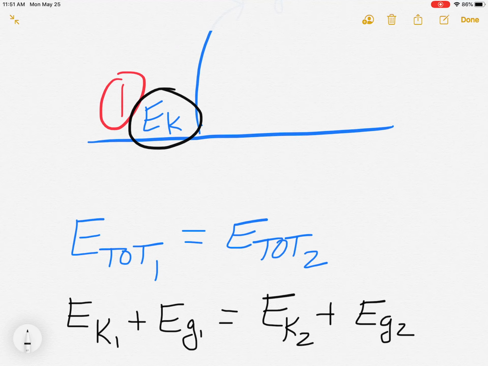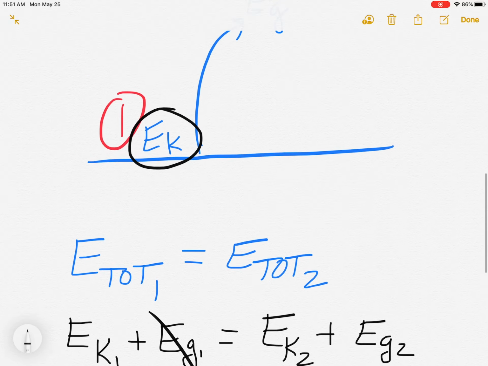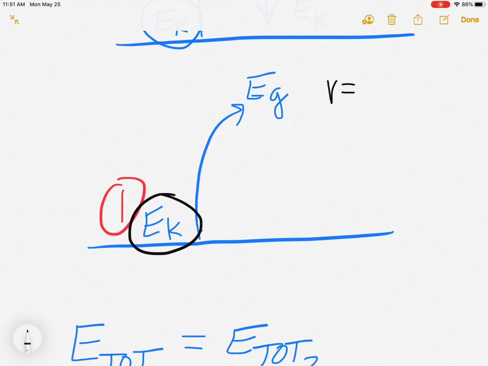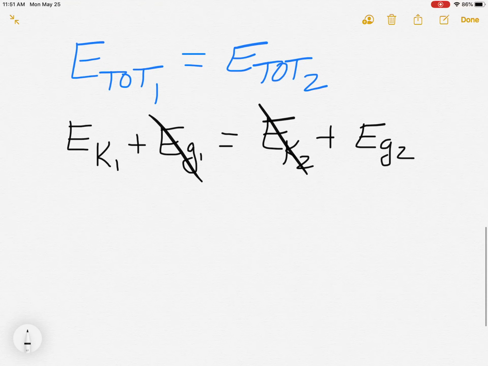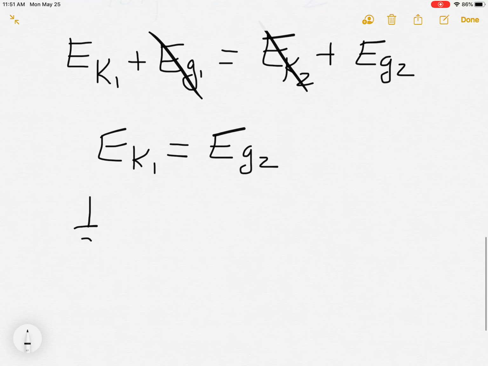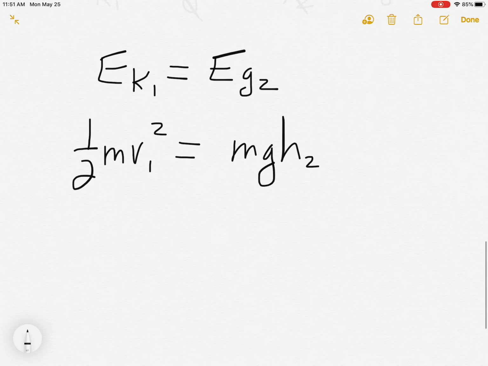But we only have EK at position 1. There is no height in this case, so there's no EG1. And in position 2, our speed is dropped to 0 at the top of our jump, and so there is no EK2. So this simplifies to EK1 equals the EG at position 2. And then 1/2 mv1 squared equals mg and the height at position 2. And then we can cancel out the m because it's on both sides of the equation.